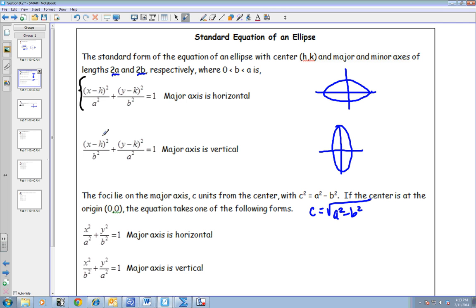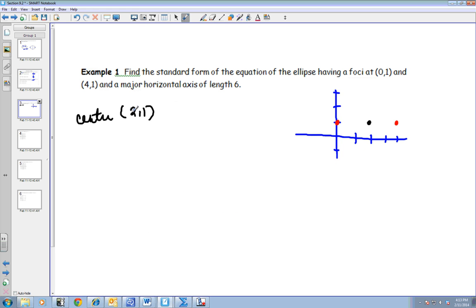All right, and notice that an ellipse is always set equal to 1. So I know that my center is (2, 1). That's my h and that's my k. So the first thing I know I can write is (x minus 2) quantity squared plus (y minus 1) quantity squared equals 1. And then I just have to figure out what numbers are going to go on the bottom.